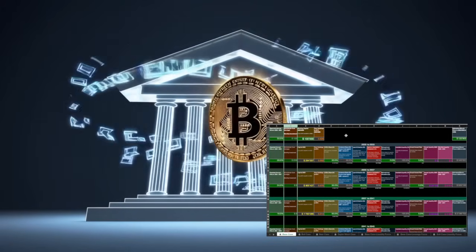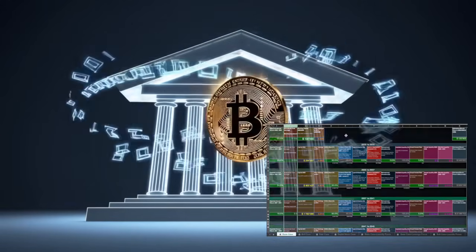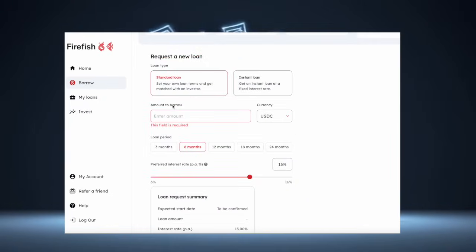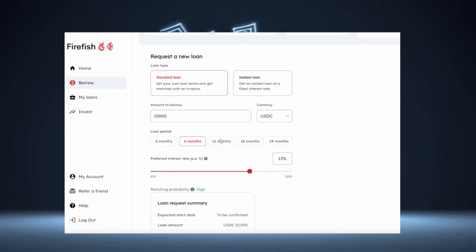But in the next 2 to 4 years, the number of providers offering this service is expected to increase significantly. One example is Firefish, which already offers Bitcoin-backed loans, though currently only with repayment terms of up to 24 months. If that interests you, you'll find a link in the description.